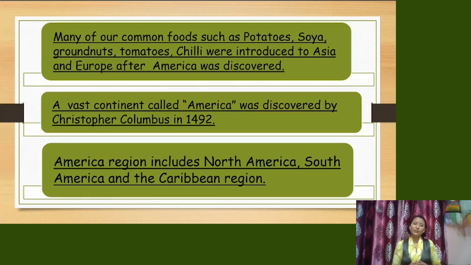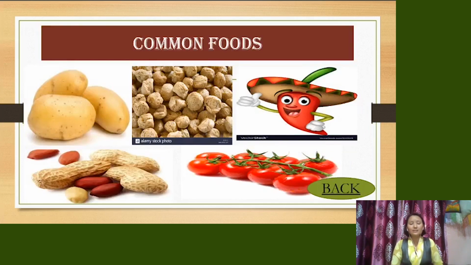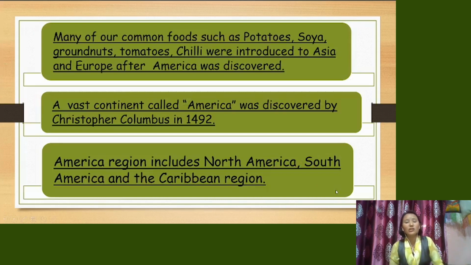So what did you have for your dinner? I had potato. Do you know that the common foods that we eat in our daily life, like potatoes, soybean, groundnut, tomatoes, chili, were introduced to Asia and Europe only after America was discovered? This means that these were not known to our ancestors in India before 500 years back.